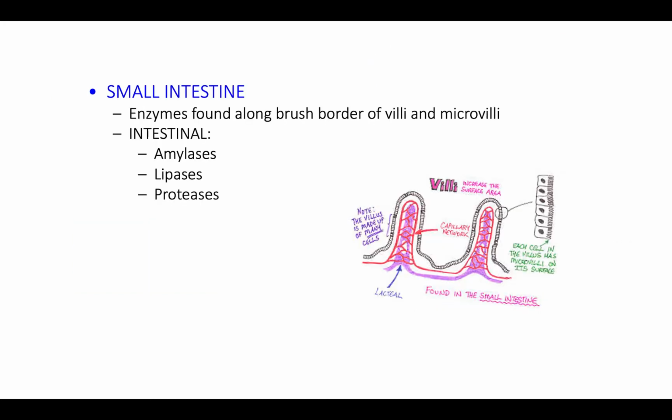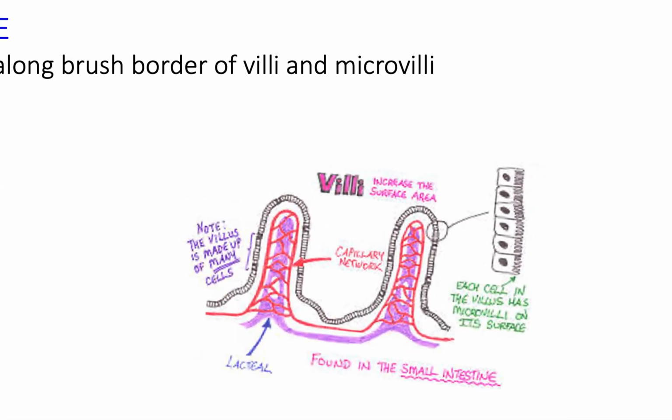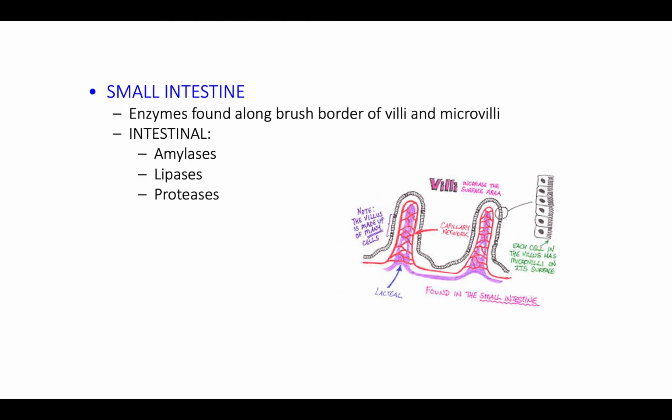In the small intestine, there are intestinal enzymes, intestinal amylases, lipases, and proteases that are found along what's called the brush border of the villi and microvilli of the small intestinal tract.